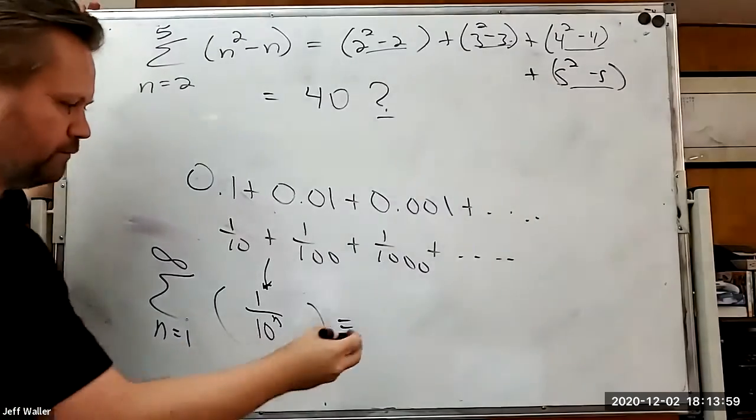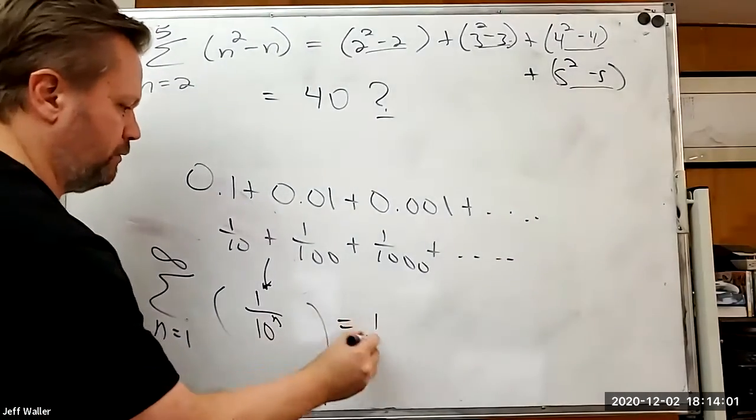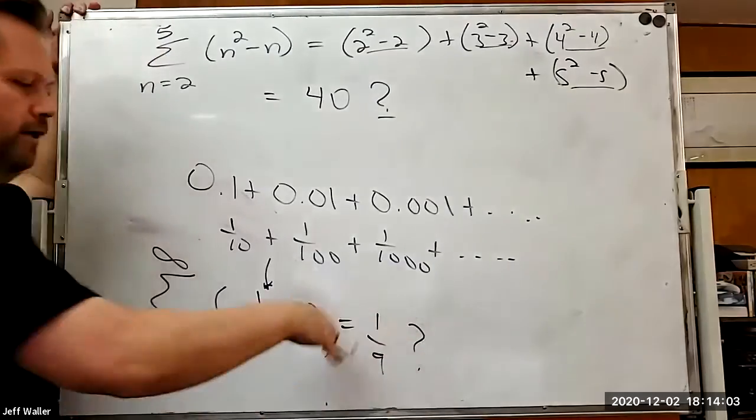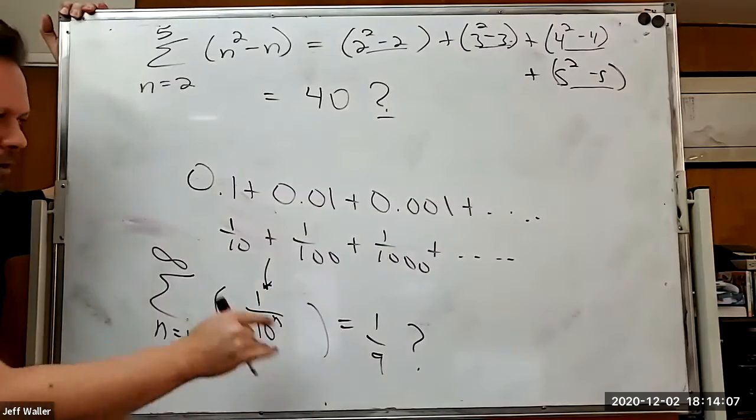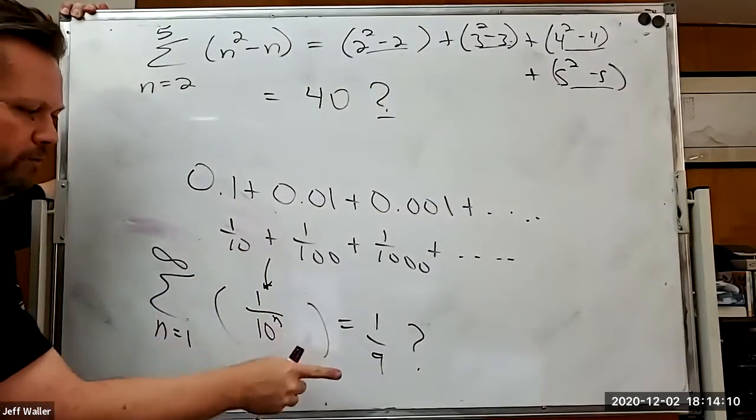We actually know what that is. We just figured that out a minute ago. It's 1/9. Isn't that weird? Anyway, that's just a side note. Don't worry, you're not going to have to figure out what these are. That was one example where I could show you exactly what it comes out to be.